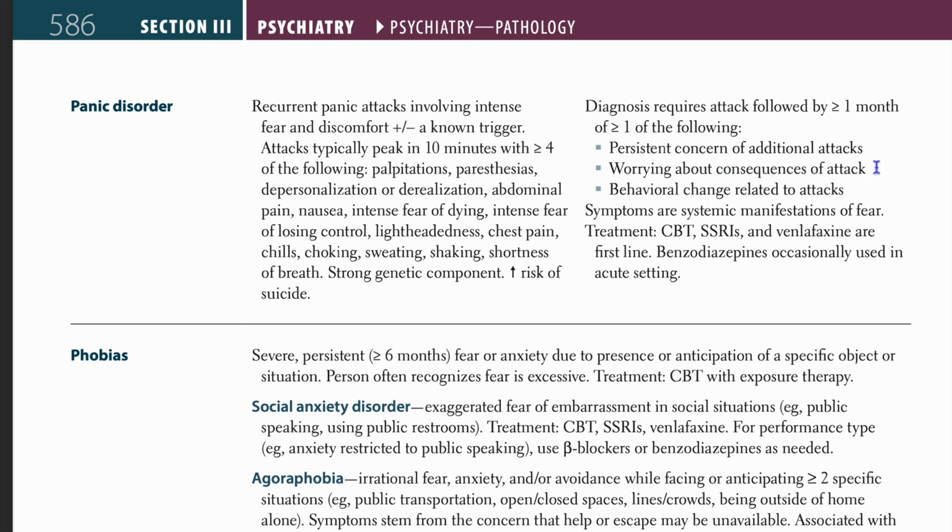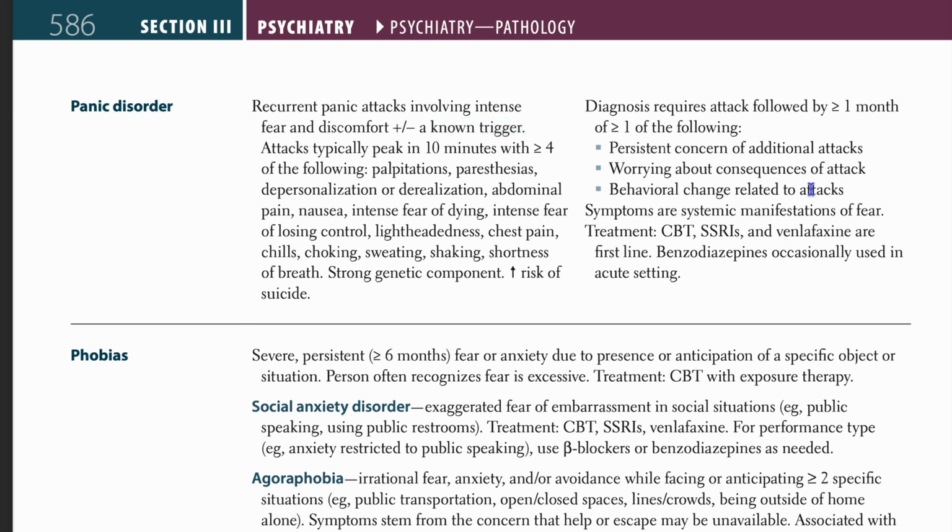Worrying about consequences of attack. So, you know, leaving behind someone or something like that, that would be a consequence. Not really. It's just, I guess, them dying. Their fear of dying, that's the consequence of the attack. And behavioral change related to attacks. Okay, so whenever they go, I don't know, how would they change it? They avoid going or doing certain things that they think would trigger a panic attack, right? So that's a behavioral change.